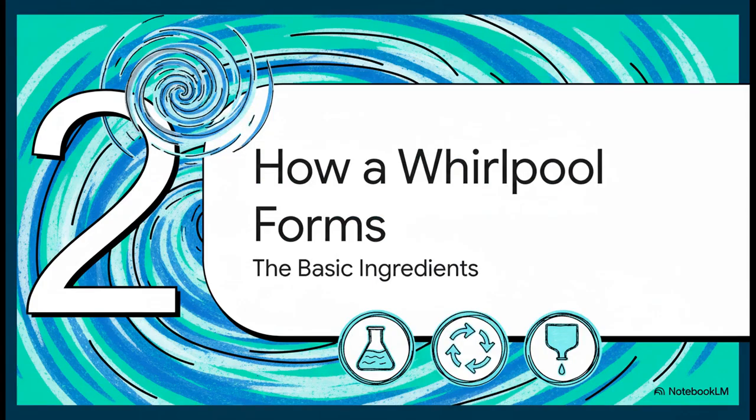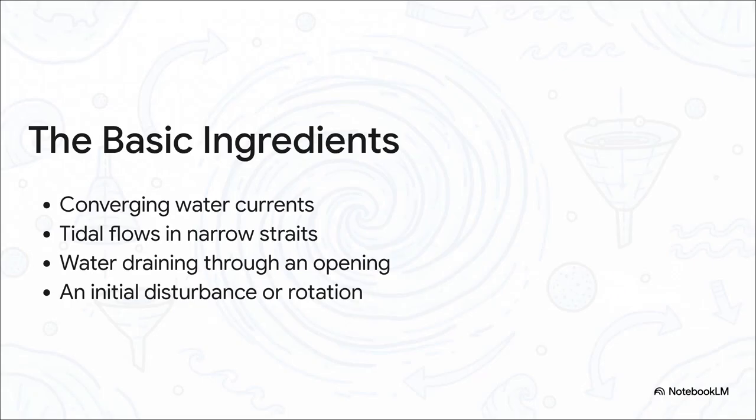So that begs the question, right? How does a whirlpool even form in the first place? Well, it turns out you just need a few basic ingredients to get one started. It could be something huge like massive ocean tides getting squeezed through a narrow channel, or it could be as simple as water going down your bathtub drain. The principle is exactly the same. You just need some kind of disturbance or converging currents to give the water that first little spin. And that tiny rotation, that's the seed for the whole thing.